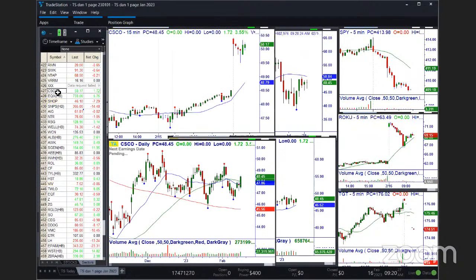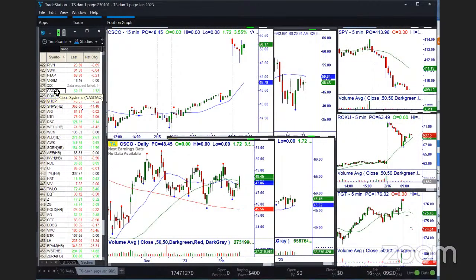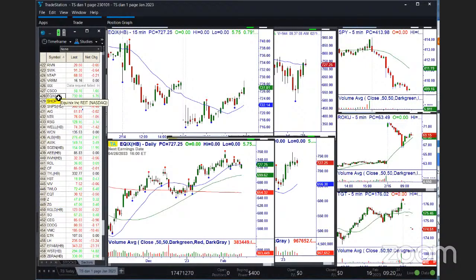Cisco, here we go. All right, nice gap, breakout, top of the range. That's a buy on a pullback. I don't see any prints.